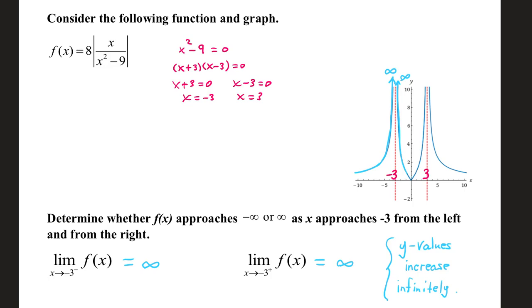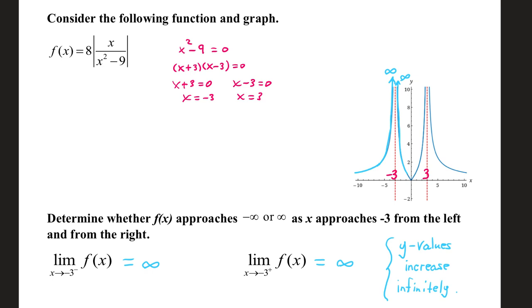Consider the function f of x equals 8 times the absolute value of x over x squared minus 9. The graph to your bottom right illustrates the graph of this function. The denominator is 0 if x equals negative 3 or positive 3. The numerator is x. It cannot cancel out either one of those two factors from the denominator. That means negative 3 and positive 3, those values of x are vertical asymptotes.